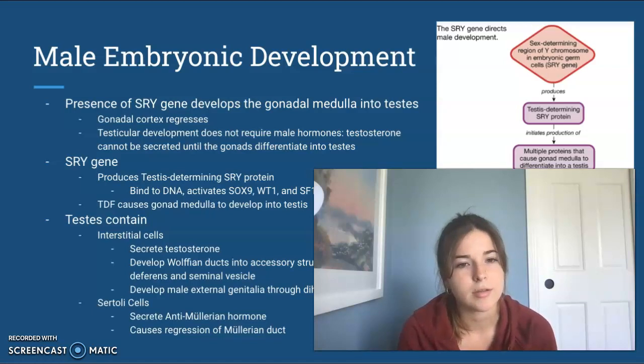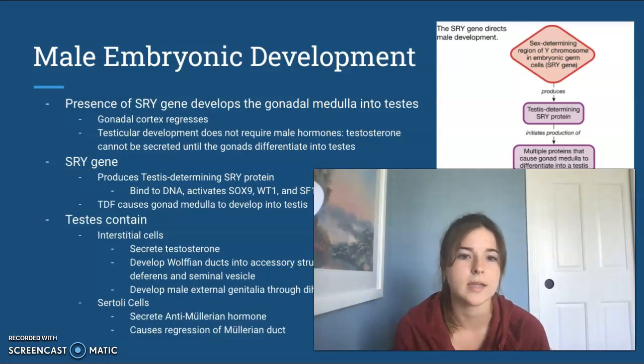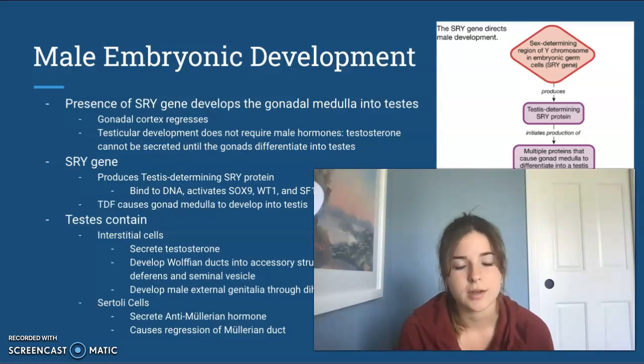As mentioned earlier, the SRY gene produces the testes-determining SRY protein. This binds to the DNA and activates the genes SOX9, WT1, and SF1. It is the testes-determining protein produced by the SRY gene that causes the gonadal medulla to develop into the testes. In the image on the right, this pathway can be seen visually.